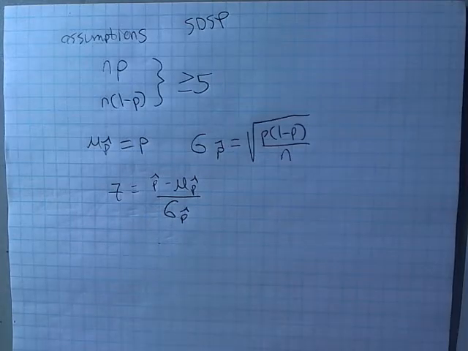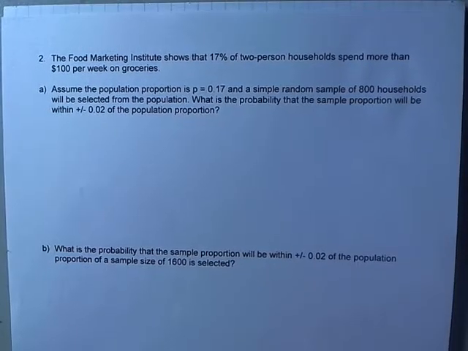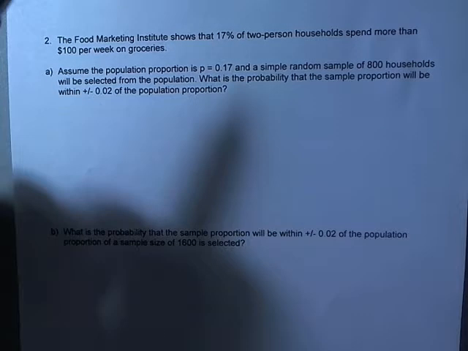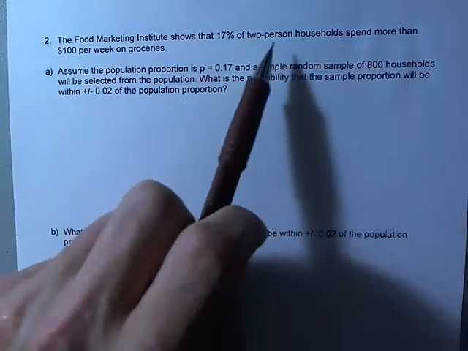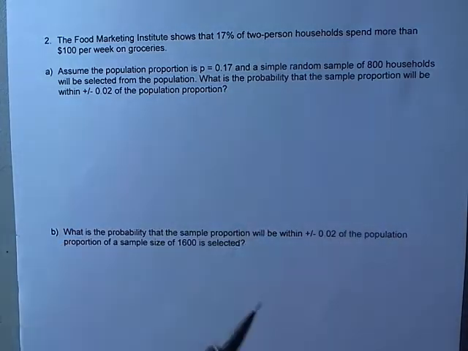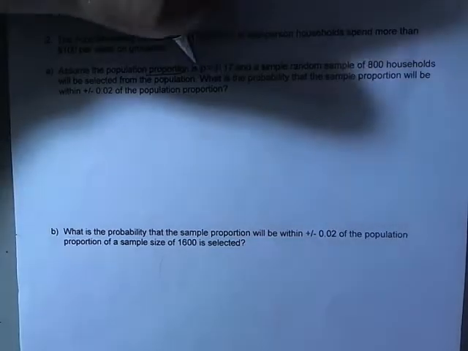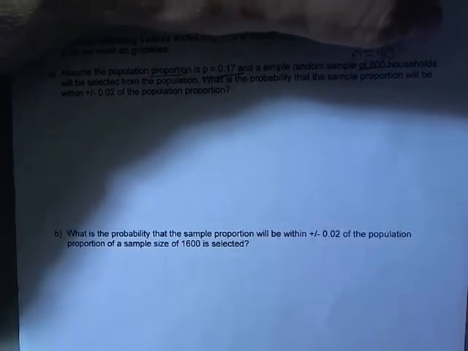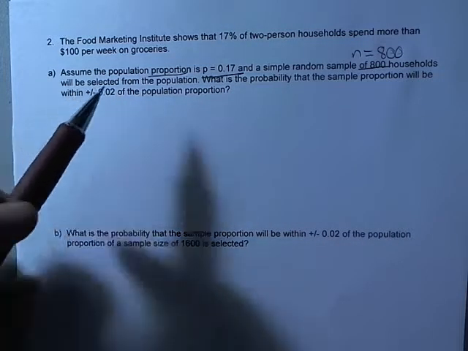All right, let's take a look at a sample problem here, and we'll see if we can solve it. The Food Marketing Institute shows that 17% of two-person households spend more than $100 per week on groceries. Okay, so I see a proportion here. It sounds like this could be a success or failure type of experiment. So reading on, assume the population proportion is P equals 17% and a simple random sample of 800 households is selected from the population.